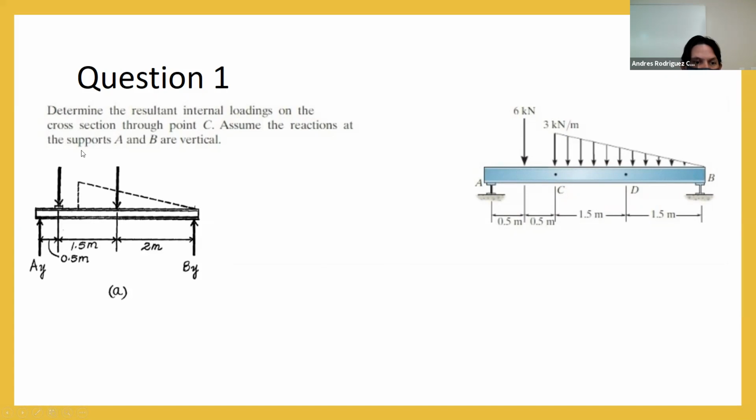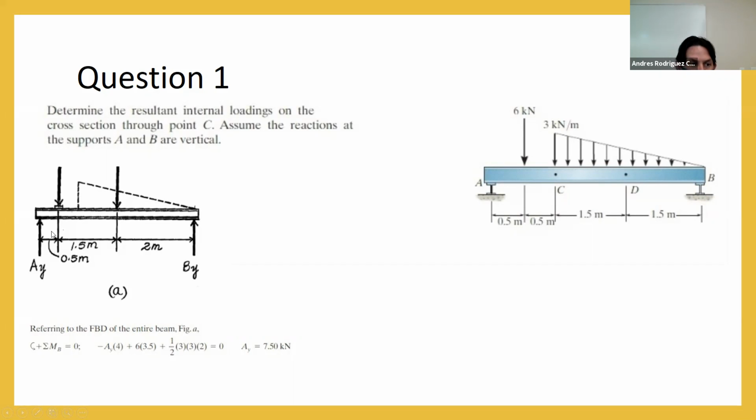First we have to draw a free body diagram just to know what kind of situation we have here. We have a vertical reaction here, a vertical reaction here, a vertical force here that is due to the triangle load, and a vertical force here that is due to the point load. So doing a summation of moments in B, we can obtain Ay, the vertical reaction in A, very simple.